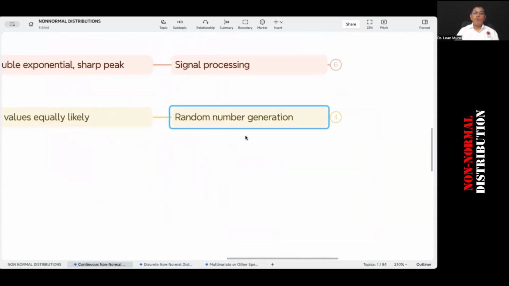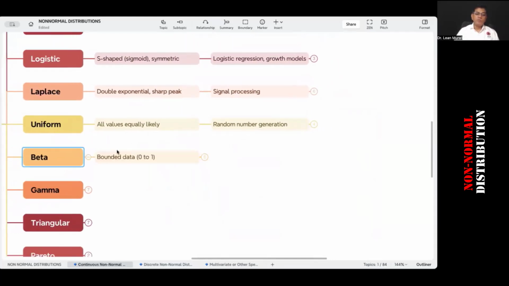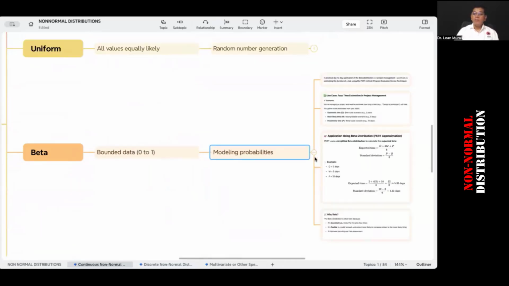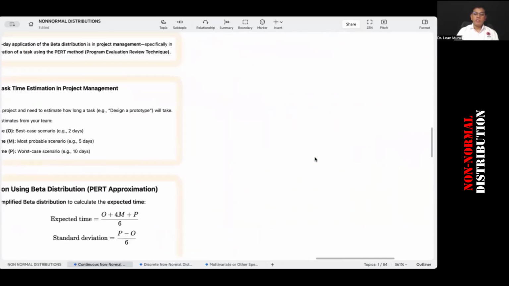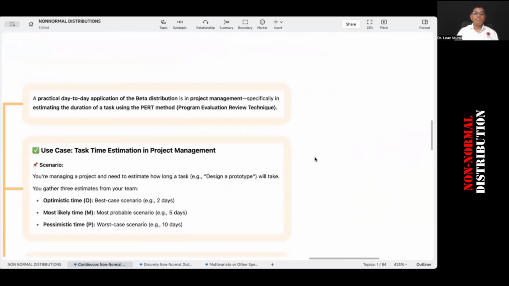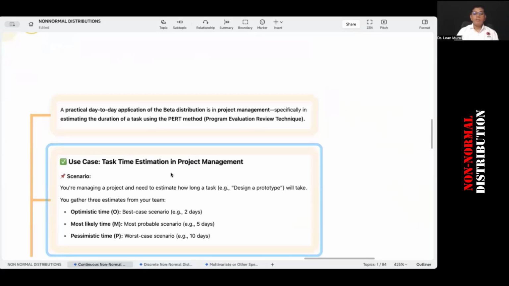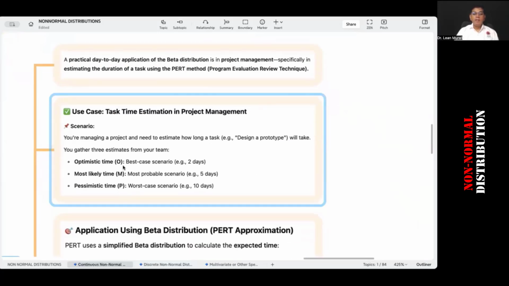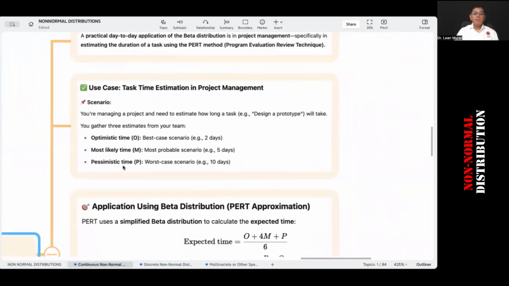Again, I'm going a little fast because I will share the complete PDF, but I just want to give exposure to these big probability distributions. Now, if we talk about beta distribution, I will share the application in detail. But all of you type PERT in the chat box. If you are in project management, this will be interesting to you: task time estimation in project management. We are talking here about beta distribution.